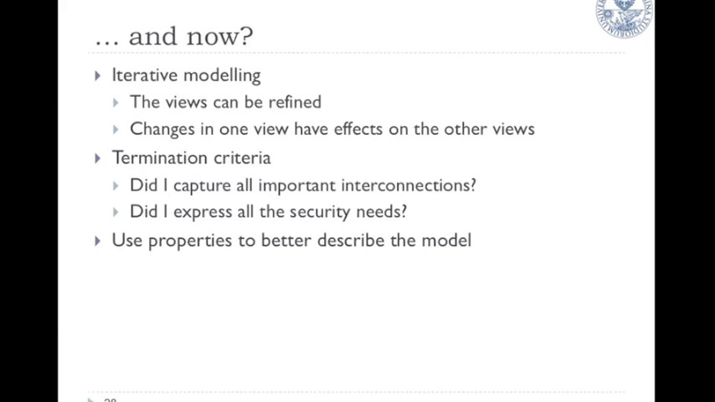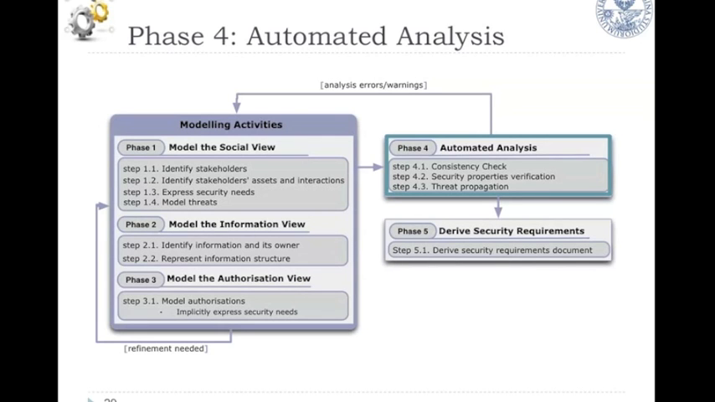And also, when building the models, it is important that you use the properties to better describe this model and justify the modeling that you have performed. With this, we conclude the first part of the modeling method that involves the three phases for the modeling activities from one view to the other. I now will show you how we can perform automated reasoning and analysis using the tool.